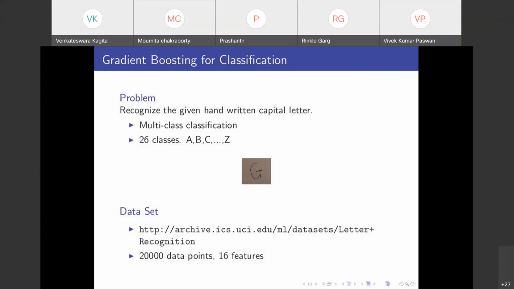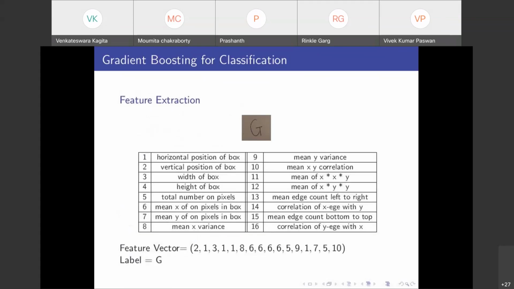Right. So here we're going to discuss gradient boosting for classification. The problem that we're going to see is recognizing the handwritten capital letters. So it is a multi-class classification problem. Obviously, we have 26 classes, A to Z, and the letter is looking something like this. This is an example instance, Z. This data set is from this archive, from this link: 20,000 data points and 16 features. And these are the 16 features. So given an image, you can extract the features like this.